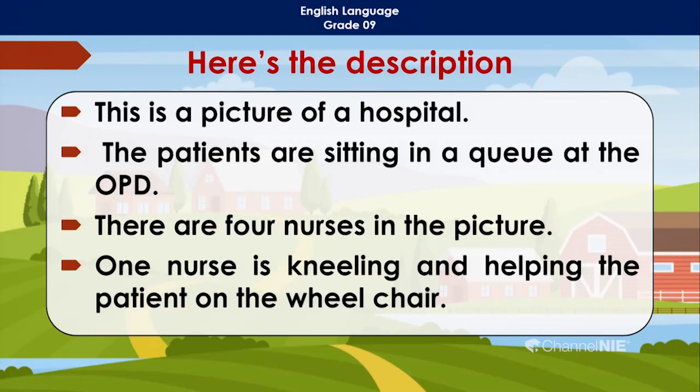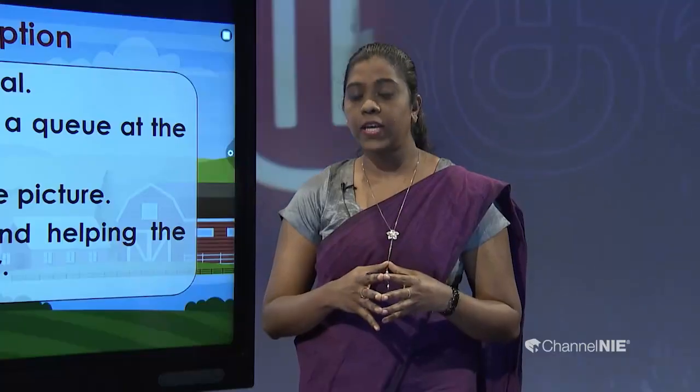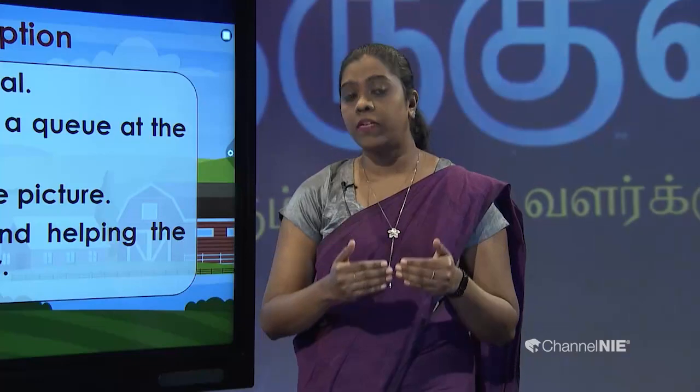That's right. This is a picture of a hospital. The patients are sitting in a queue, that is a line, at the OPD. There are 4 nurses in the picture. 1 nurse is kneeling and helping the patient on the wheelchair. Very good. Now children, observe these sentences carefully. If you like, you can repeat after us.